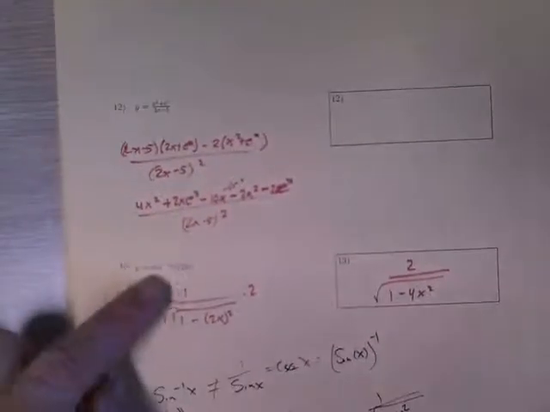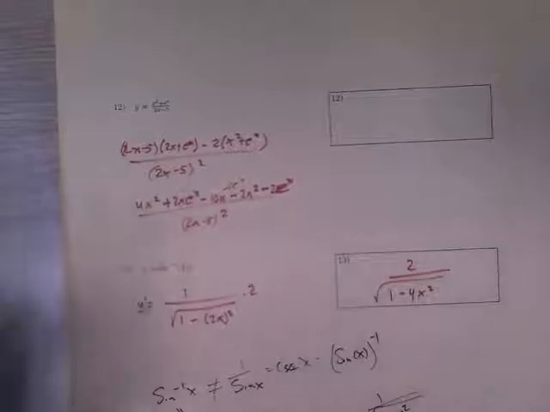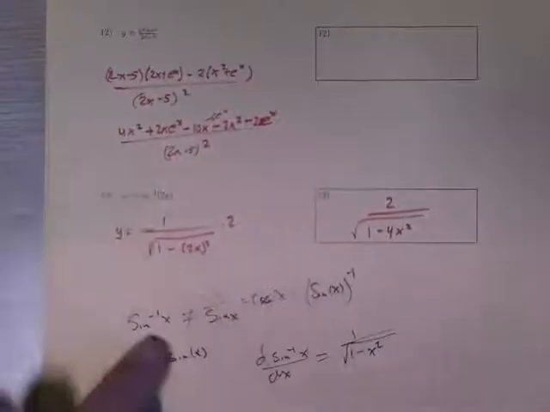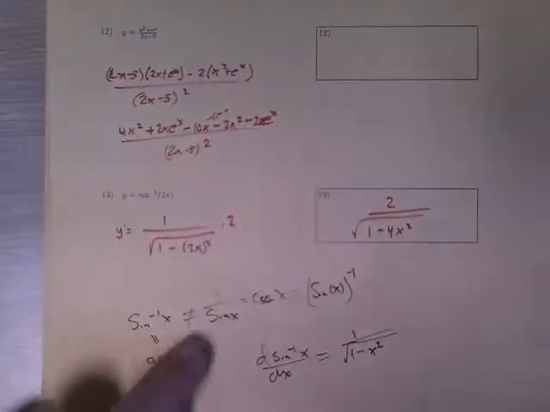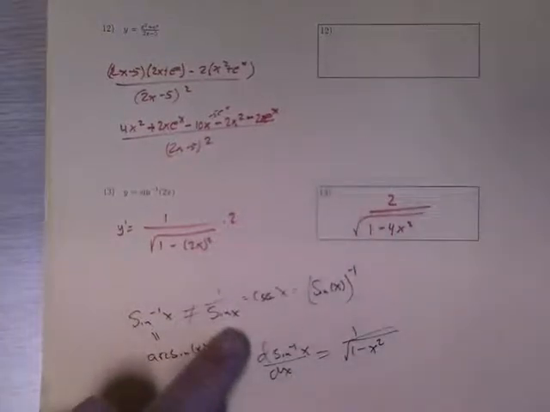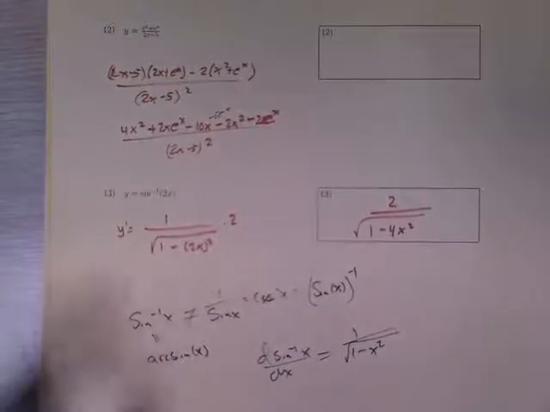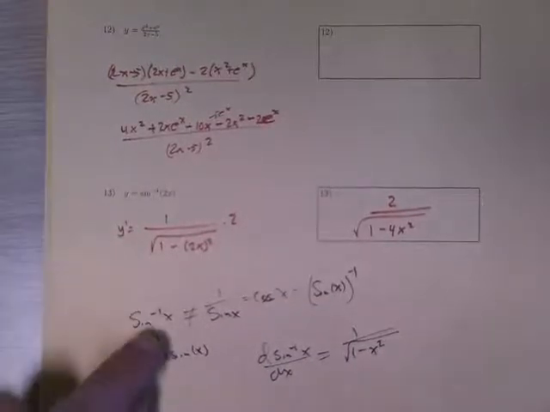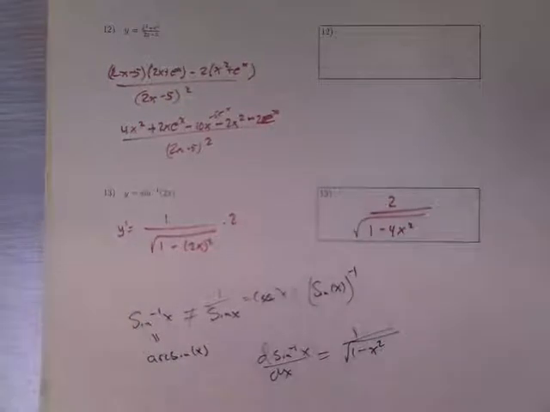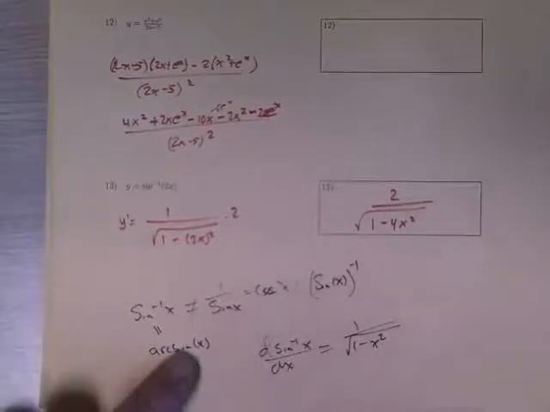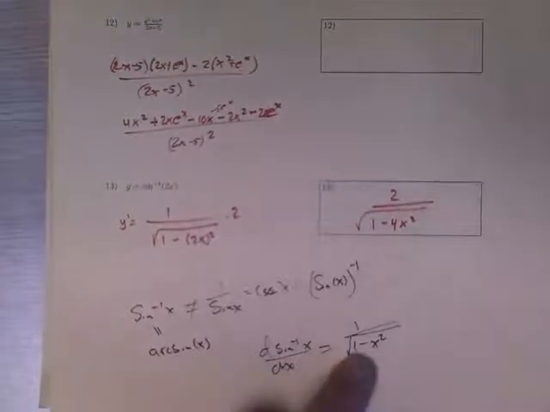This one was a little tricky for people because of misunderstanding of the notation. Sine to the minus 1 of x does not mean 1 over sine x. Right? 1 over sine x is the cosecant. I would write it this way. This notation, when you're using it with a function, means the inverse function. So the inverse sine, or we sometimes call it the arc sine. And the derivative of the arc sine is 1 over the square root of 1 minus x squared.